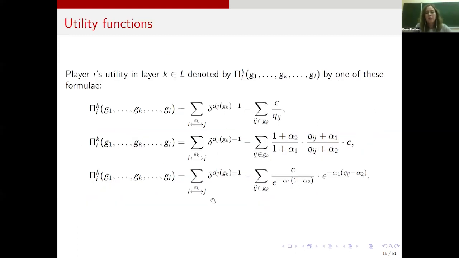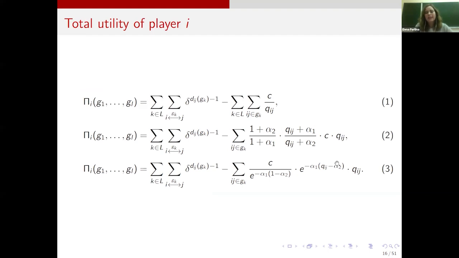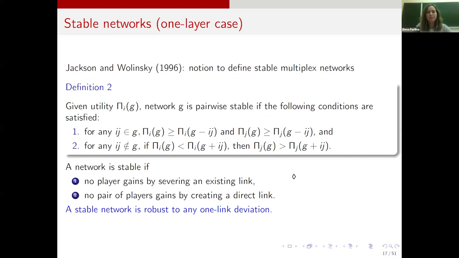And when we calculate utilities, you see that the utilities in layer K can be calculated as the benefits minus costs. And three different costs will give us three utility functions. And if we summarize the utilities of any player in the whole multiplex network, if we assume that this function is additive, we can get these three types of utilities for the players in multiplex network.